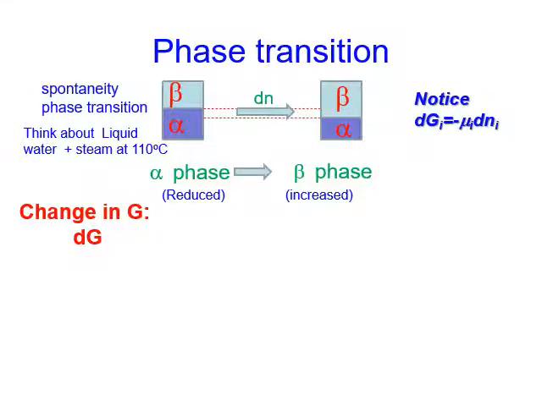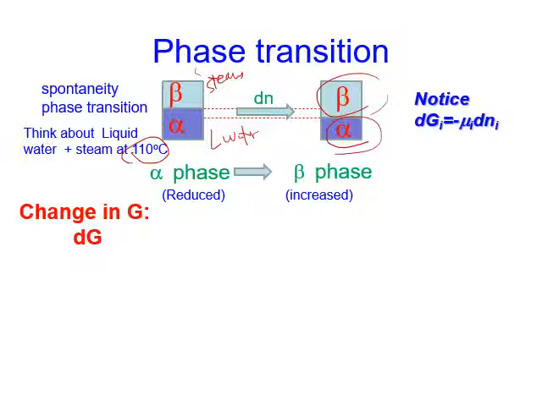Suppose we have two phases, alpha and beta. An example is steam and liquid water. And assume the temperature is 110, then steam will be the more stable phase. So liquid water will spontaneously vaporize to become steam, and therefore alpha decreases in the number of moles and beta increases. And there's a spontaneous change from alpha to beta phase.